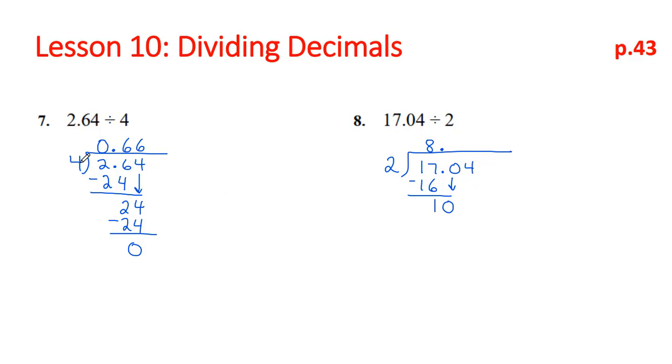Bring down the 0. 2 goes into 10 5 times. 5 times 2 is 10. And I subtract and get a 0. Now I'm going to bring down the 4 and repeat the process. 2 divided into 4 goes 2 times. 2 times 2 is 4. And this decimal is a terminating decimal. We finish off in the hundredths place at 8.52 as our quotient.